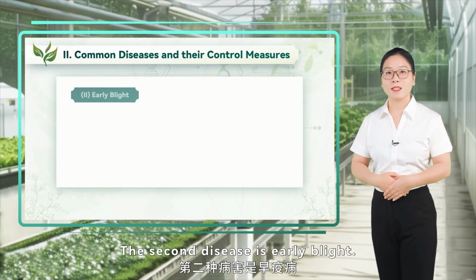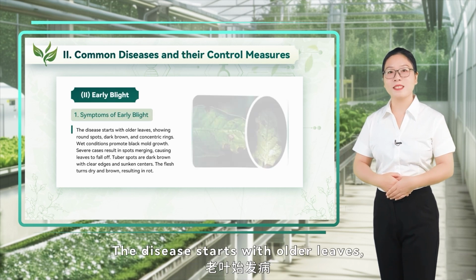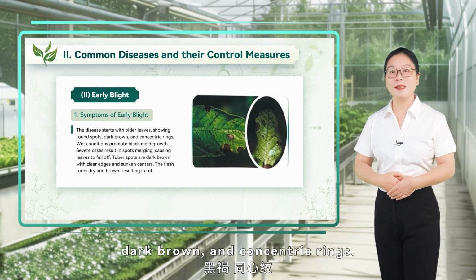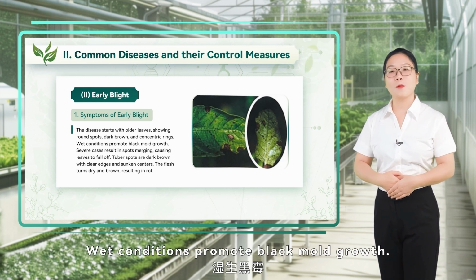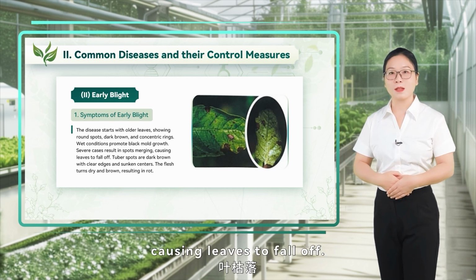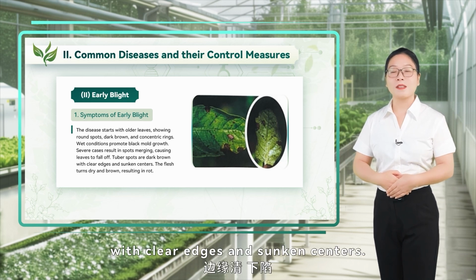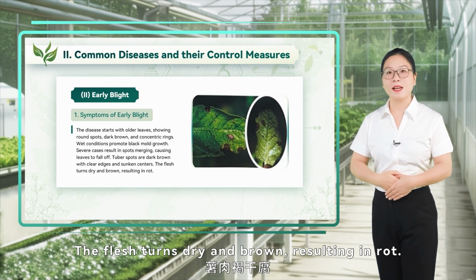The second disease is early blight. Symptoms of early blight: the disease starts with older leaves, showing round spots, dark brown, and concentric rings. Wet conditions promote black mold growth. Severe cases result in spots merging, causing leaves to fall off. Tuber spots are dark brown with clear edges and sunken centers. The flesh turns dry and brown, resulting in rot.